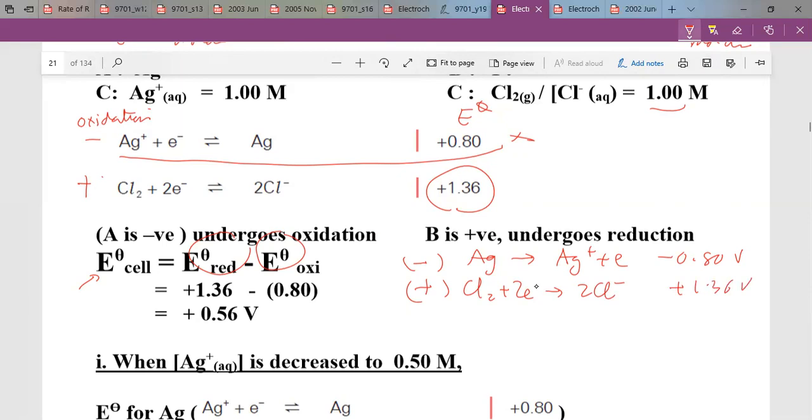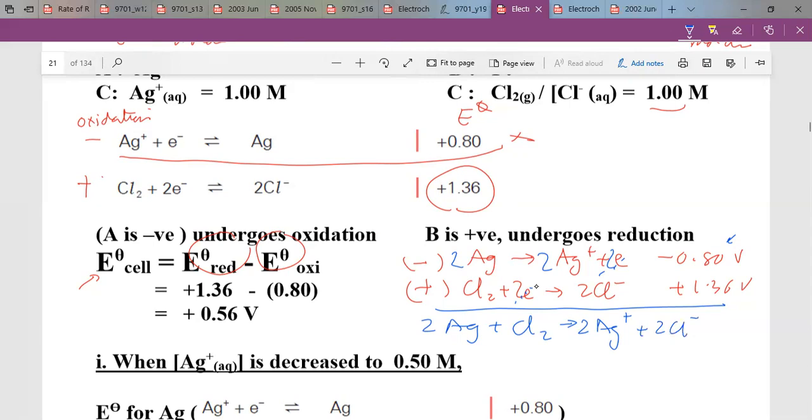So you change it to times 2. Don't times the E value, why? Because here is 1 molar. So your overall equation, this is a very standard common thing. 2Ag plus Cl2 will become 2Ag plus 2Cl minus, of course with Pt. So you add them up, how much is this? It will be the standard E cell, equals to plus 0.56, of course.